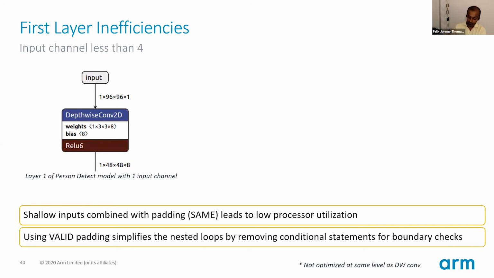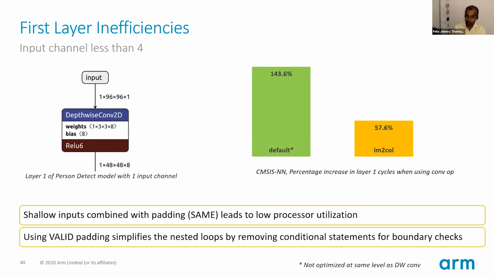So I went ahead and tried convolution using CMSIS-NN, first by using the default kernels, and then by using the image to column kernels. It fared way worse than a depthwise convolution did. So what I'm trying to say here is, in this case, it was a very good choice to go for depthwise convolution. And that is something that you might want to keep track of as well.